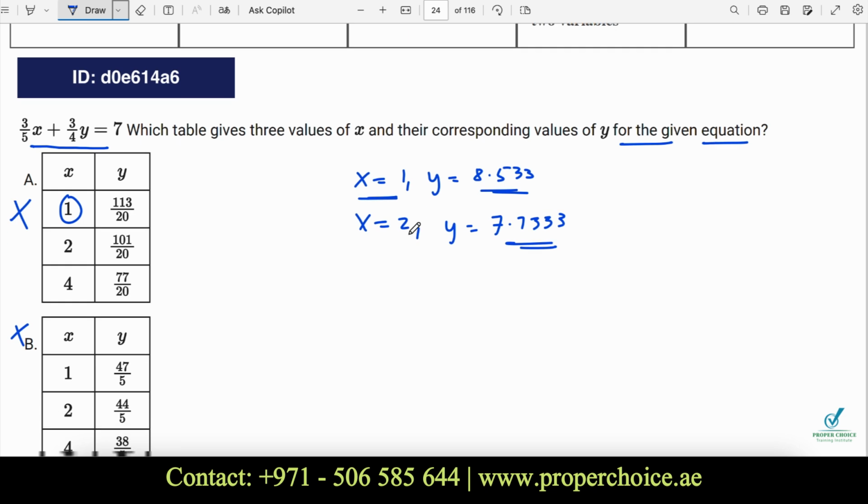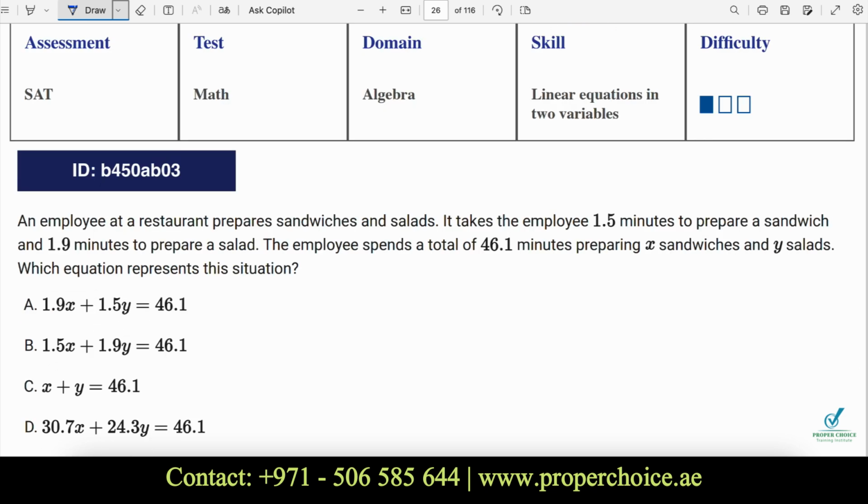Alright. An employee at a restaurant prepares sandwiches and salads. It takes the employee 1.5 minutes to prepare a sandwich and 1.9 minutes to prepare a salad. The employee spends a total of 46.1 minutes preparing X sandwiches and Y number of salads. Which equation represents this situation? It's very simple. That's why they also say the difficulty level is easy.